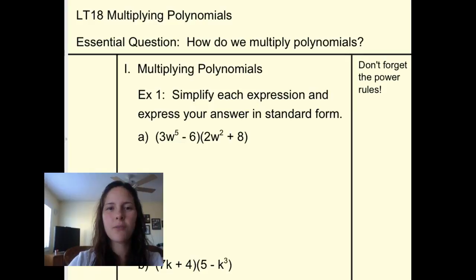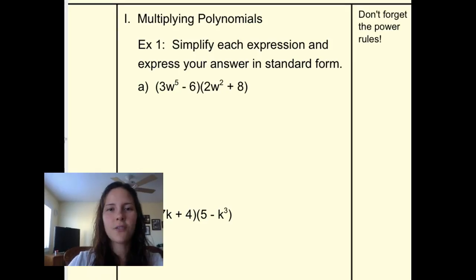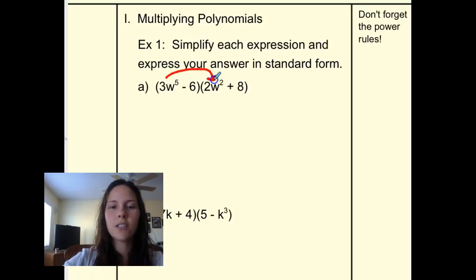Now we're going to learn how to multiply a binomial times a binomial. Our essential question is, how do we multiply polynomials? Taking a look at our first example and keeping in mind those power rules, basically what we're going to do is distribute twice. We take the first term and distribute it to both pieces in the second set of parentheses.